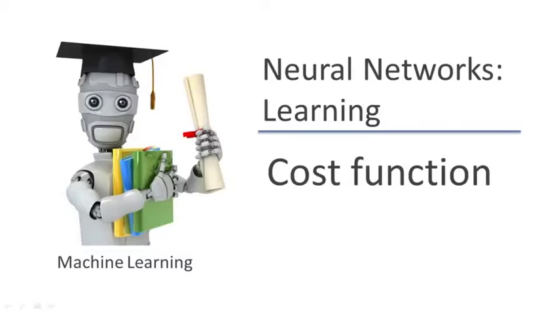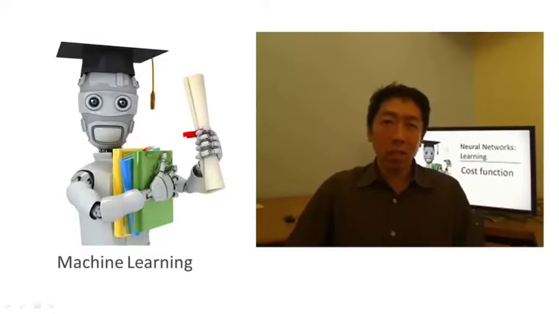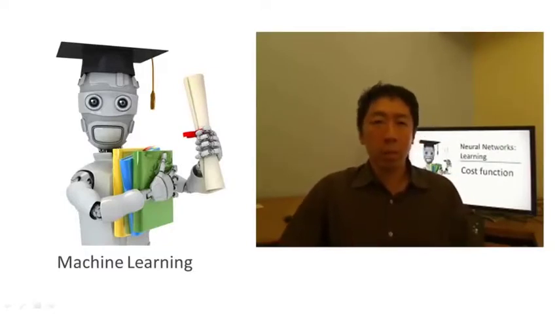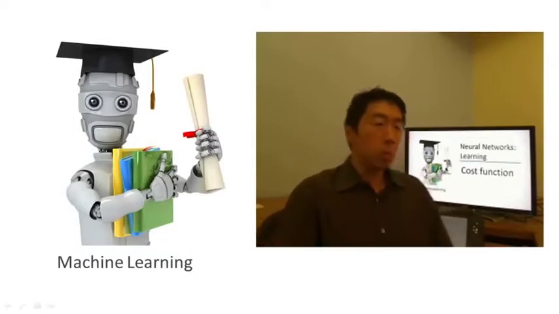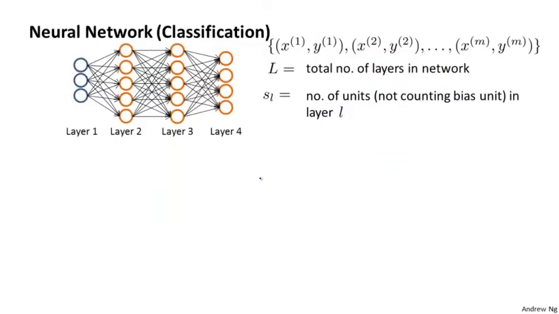Neural networks are one of the most powerful learning algorithms that we have today. In this and in the next few videos, I'd like to start talking about a learning algorithm for fitting the parameters of a neural network given a training set. As with the discussion of most of our learning algorithms, we're going to begin by talking about a cost function for fitting the parameters of the network. I'm going to focus on the application of neural networks to classification problems.